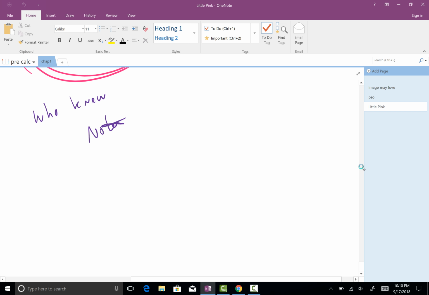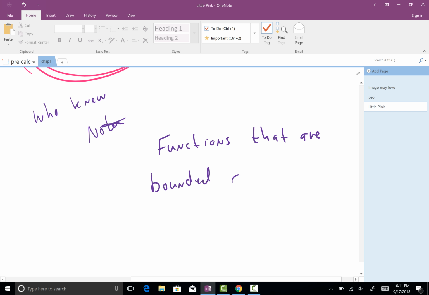Okay, so yesterday we talked about functions, discontinuities. We talked about increasing, decreasing, intervals of increasing, decreasing. So today we're going to finish our topic of functions and their characteristics by looking at functions that are bounded and maximums and minimums.